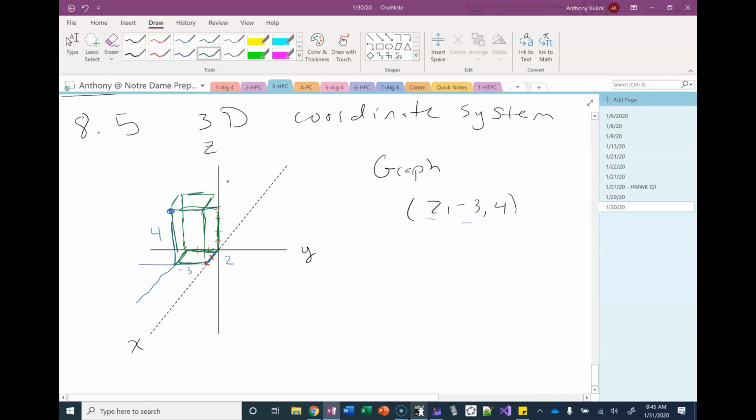Why is the 2 down? Because the part coming out of the sheet of paper is the positive part of the x-axis. This is the part coming out towards you. This is the part going back into the wall. So negatives will be on top.